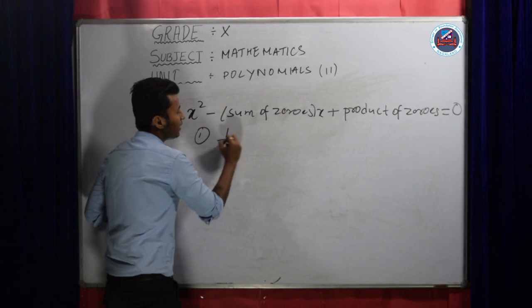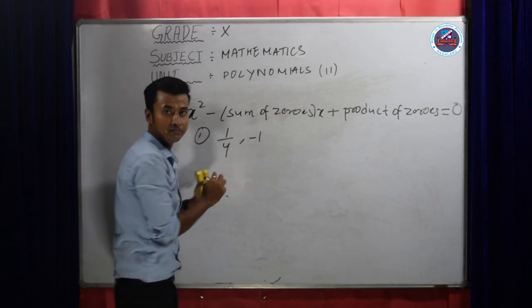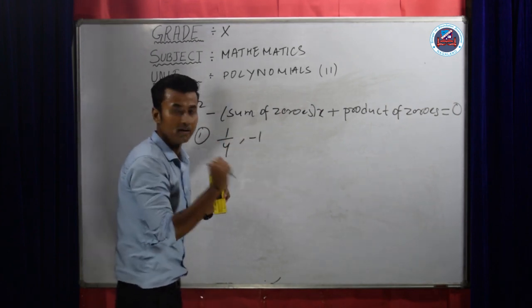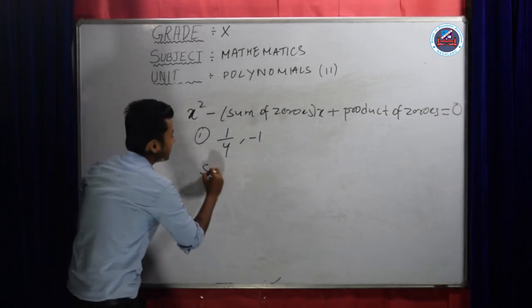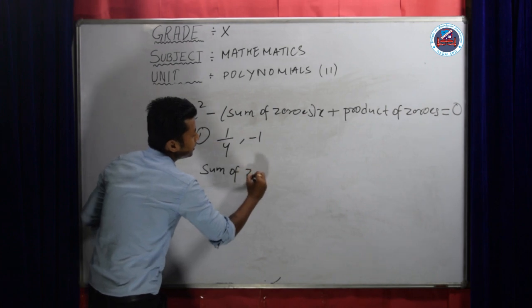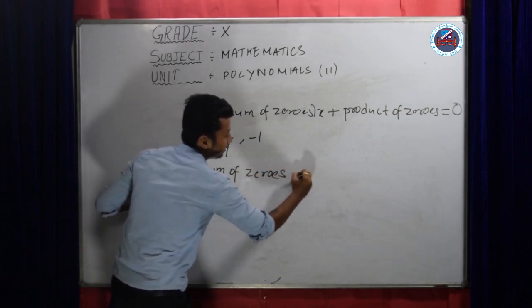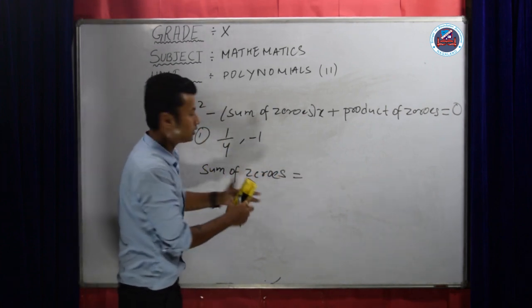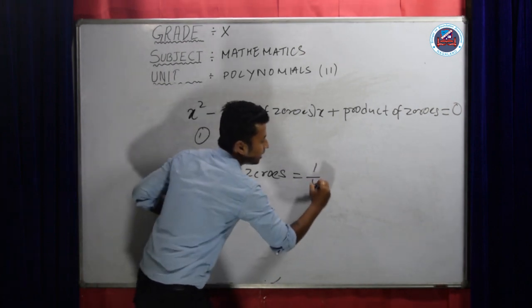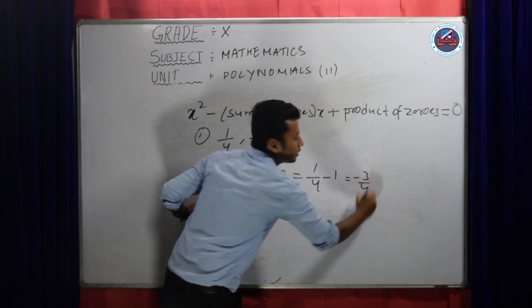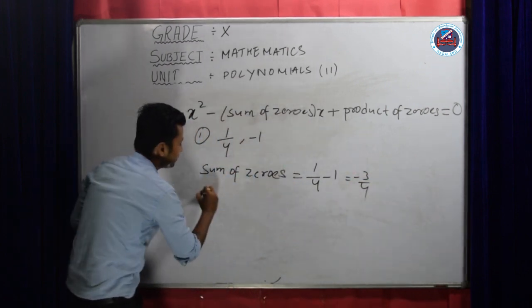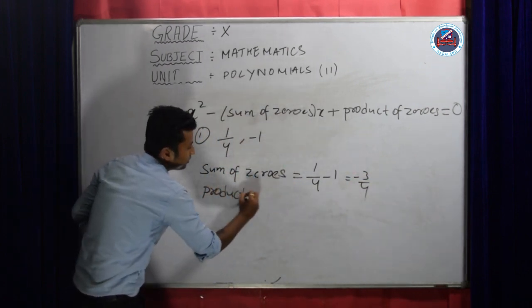The 2 roots given are 1 by 4 and minus 1. These are the 2 roots given. One is 1 by 4, the other one is minus 1. So what will be sum of zeros, guys? Try to calculate it. Can you do it faster than me? Please try. What is sum of zeros? Sum of zeros will be 1 by 4 minus 1. What is the answer? Minus 3 by 4. Khatam.